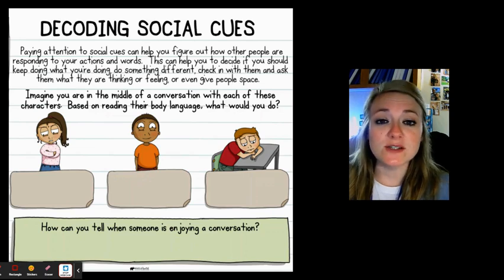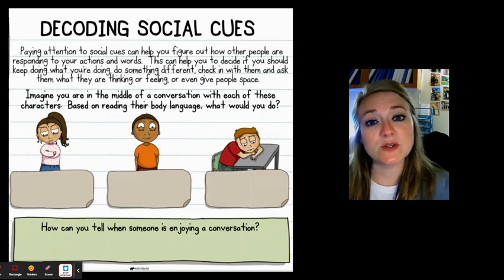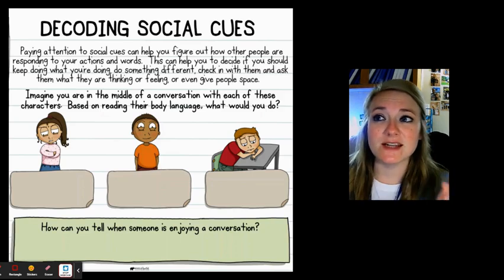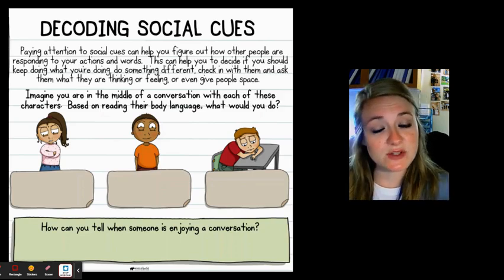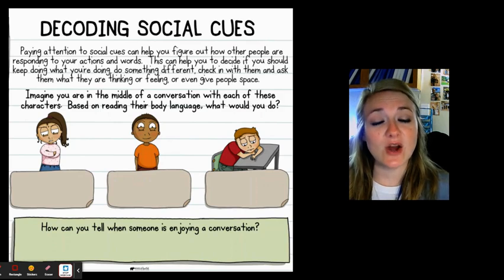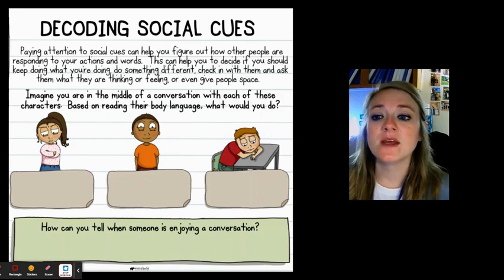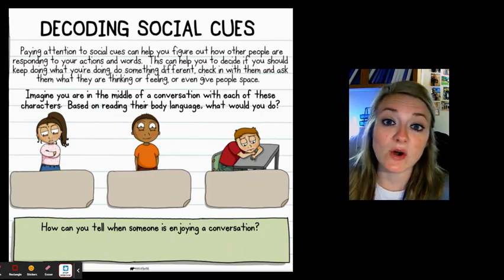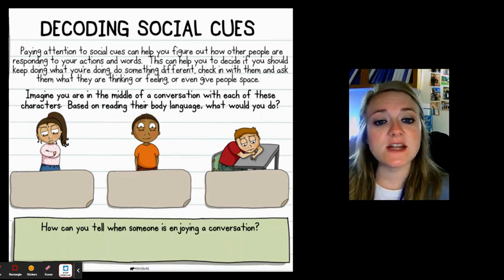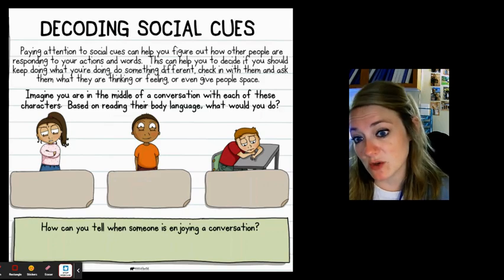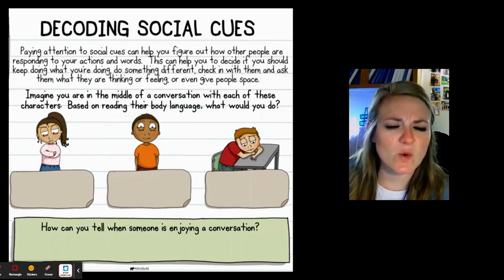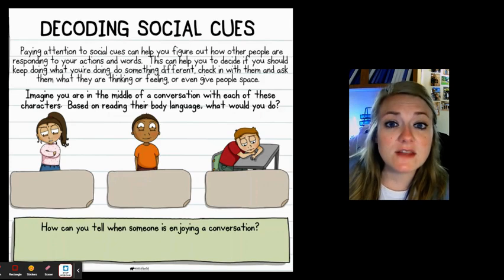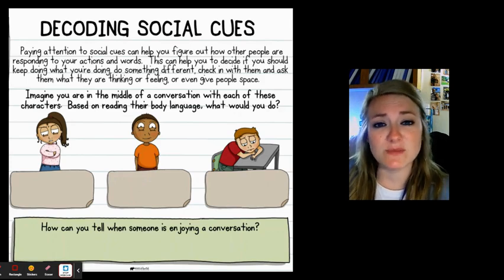So decoding social cues helps you become more socially aware, because when you're paying attention to the body language and those social cues of other people, you can better know how to interact. So paying attention to social cues can help you figure out how other people are responding to your actions and words. So this can help you decide if you should keep doing what you're doing, do something different, or maybe check in with them and ask them what they're thinking or feeling, or give some people space.